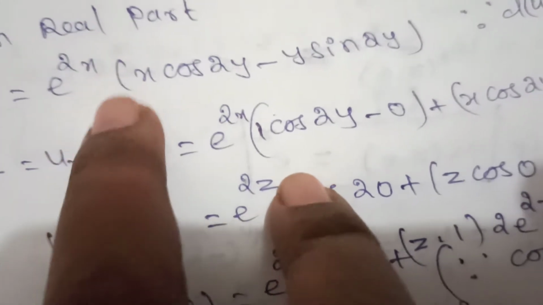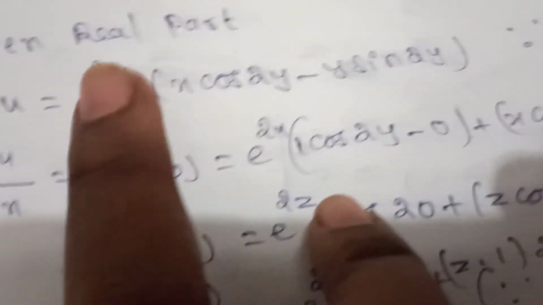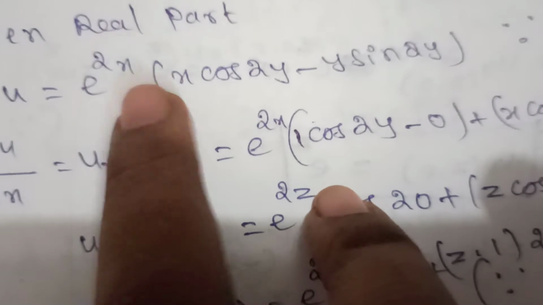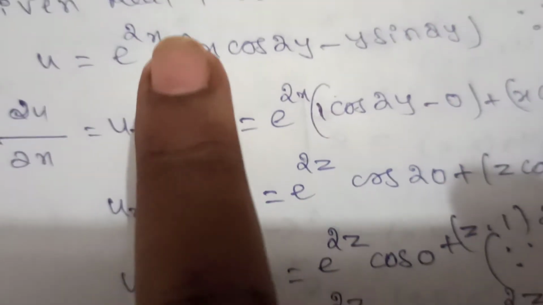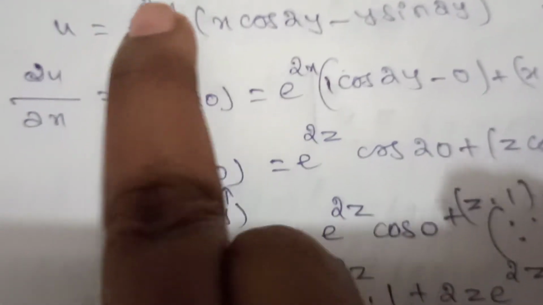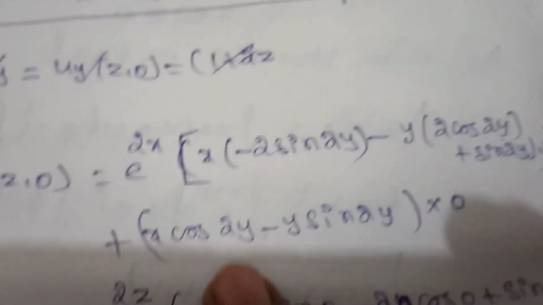The u value is e^(2x). So the differentiation of this value, actually x is a constant because we are differentiating with respect to y, keeping x constant. So the differentiation of this value becomes 0. That is, you have to write the 0.